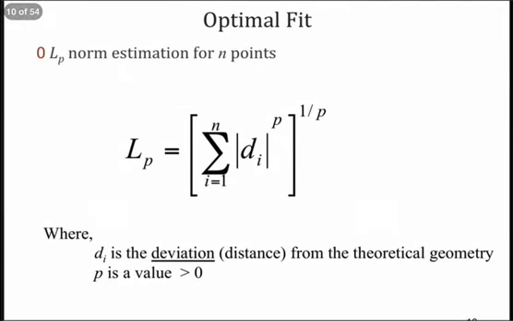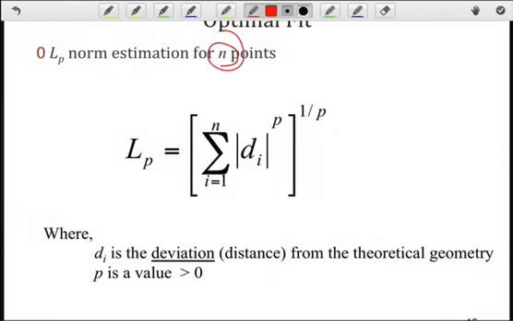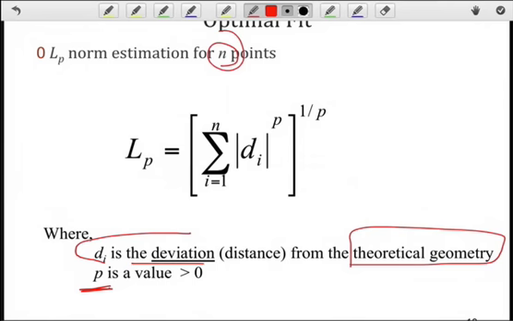So we can think about what we mean by an optimal fit. The traditional approach is to use what we call the LP norm estimation for a set of points. In this case, we have n points that we've measured. As we indicated before, we're going to take the deviations, that's the d sub i, and the deviation is from some theoretical geometry. It could be a circle, a cylinder, a plane. Then we're going to supply a value for p, and it has to be greater than 0. When we put that value in, we're going to take the pth root of that sum.